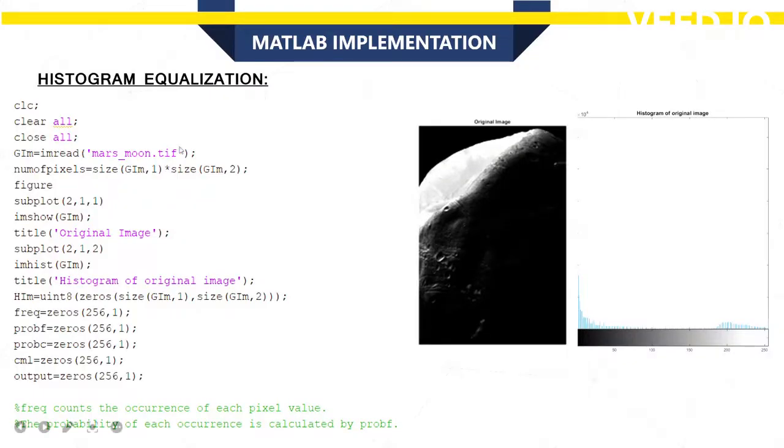This is a Matlab implementation of histogram equalization. First, we need to find the number of pixels by multiplying rows and columns of our image. Then, we will display the histogram of our input image, which can be seen here. Then we declare variables like frequency, which calculates the occurrence of each pixel in our image. Then we need to calculate probability, which can be stored in this variable.